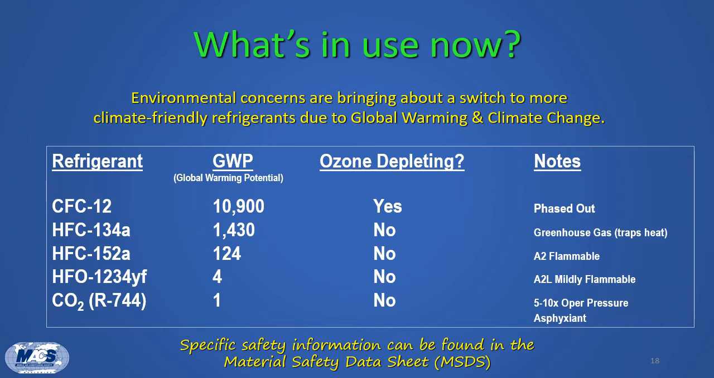But these systems also run at between 5 and 10 times higher operating pressure than R134A. CO2 is also an asphyxiant, which means it displaces oxygen, and in high enough concentration can cause both immediate and significant health issues, such as unconsciousness, convulsions, or death.